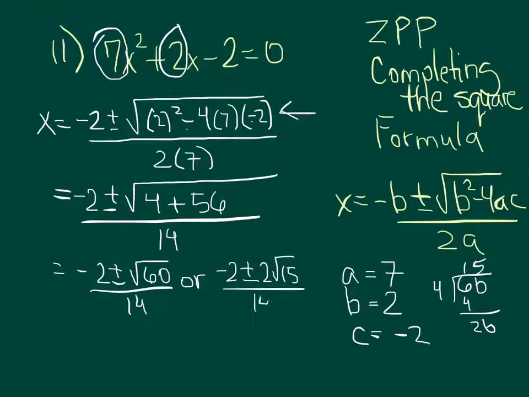Now, can I reduce this? I can only reduce it if every single term can be divided by the same factor. So you notice here is a term, and here's a term. Do they all have a common factor? Yes, they do. They can all be divided by 2. So then I would end up with the result as negative 1, since negative 2 divided by 2 is negative 1, plus or minus radical 15, all over 7.